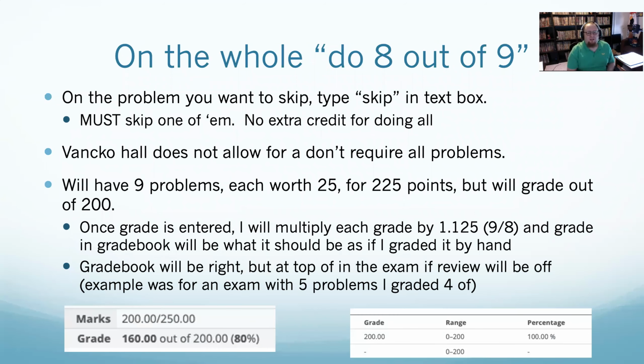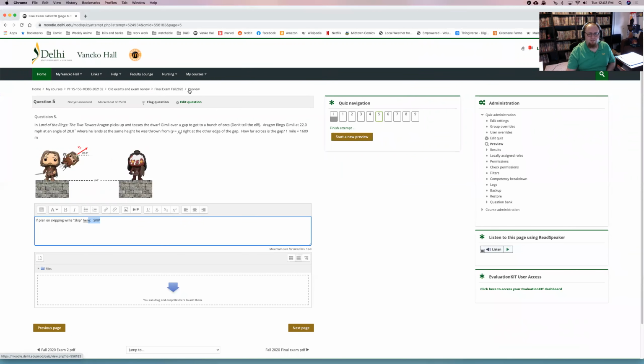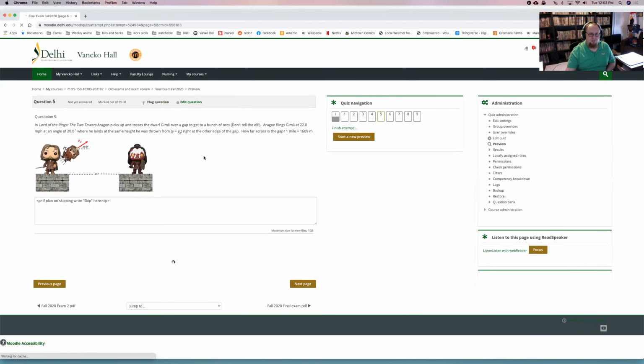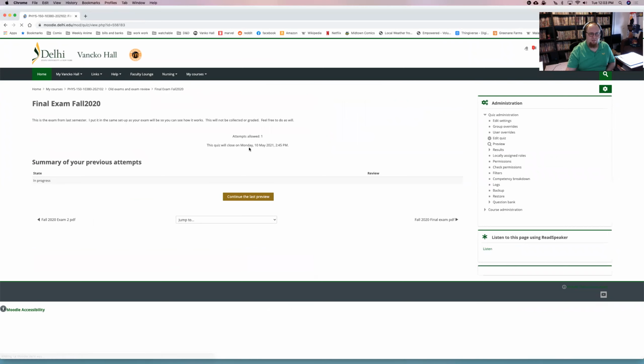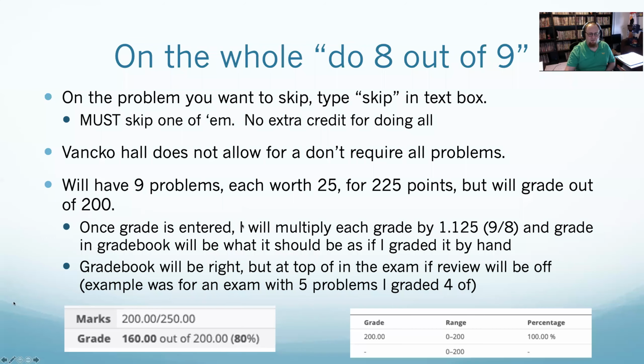There's kind of some issues with Vanco Hall and grading doing that. I've worked out how to get around it. This is me talking about how I'm going to get around it in detail. But the short version is when you're done with the exam, if you look at your grade in the actual exam section, the number might not be quite correct because it's out of 200, and it's going to deduct some points. But your grade in the grade book will be correct. I figured out how to get a workaround.